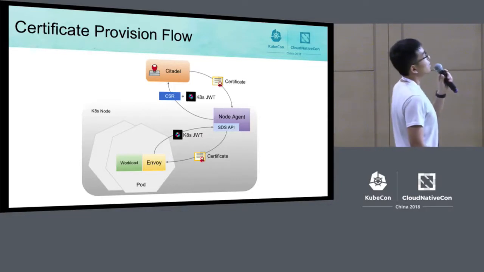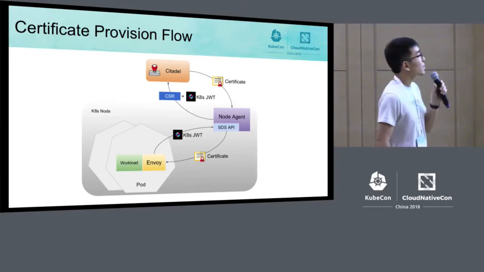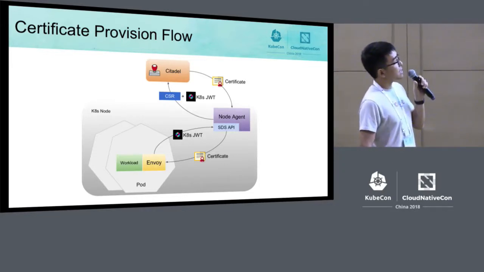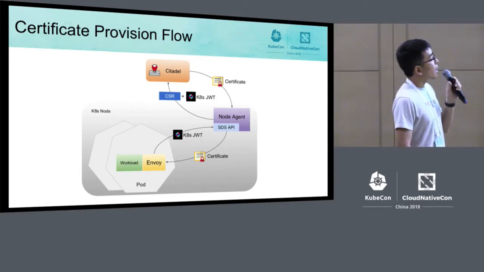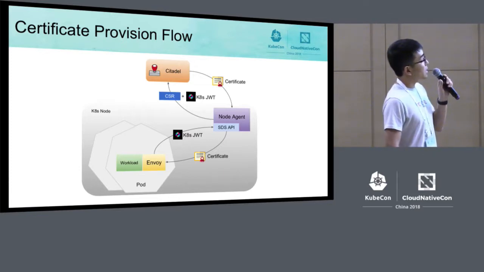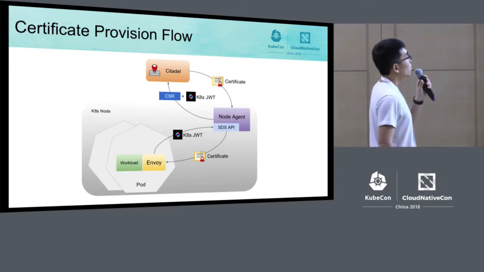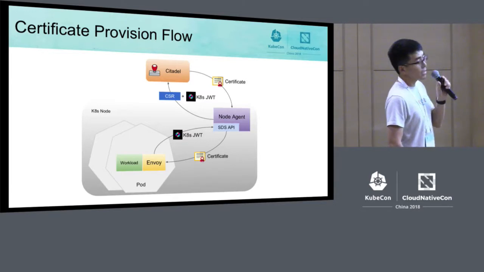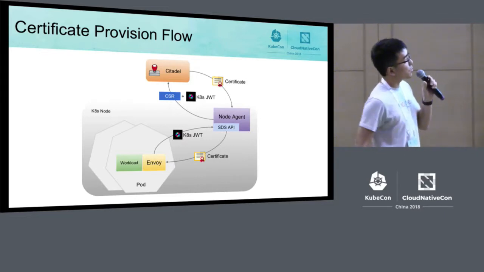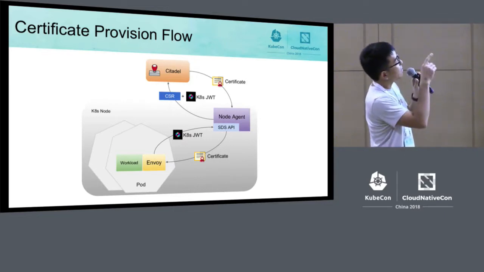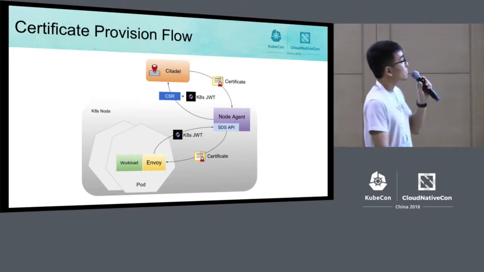What we do here is introduce a new node agent, one per Kubernetes node. It exposes the SDS API, which is the Envoy Secret Discovery Service API. It's a new API that delivers the key and certificate to Envoy dynamically. So when your pod is deployed with an Envoy sidecar, Envoy is able to directly call into that SDS API on the node agent. And the node agent forwards that request to Citadel along with the Kubernetes JWT.